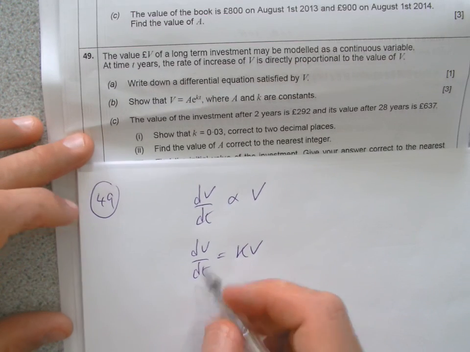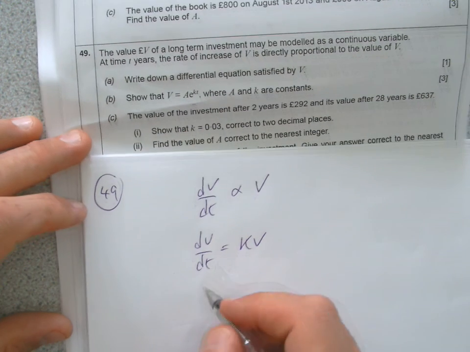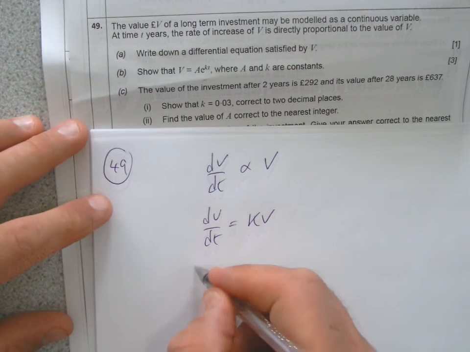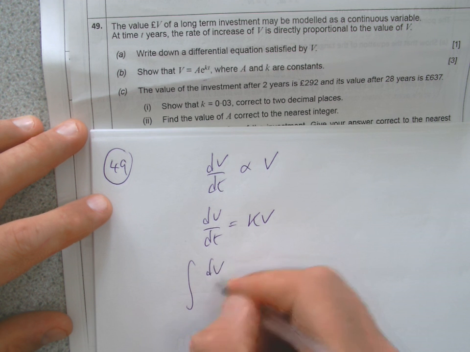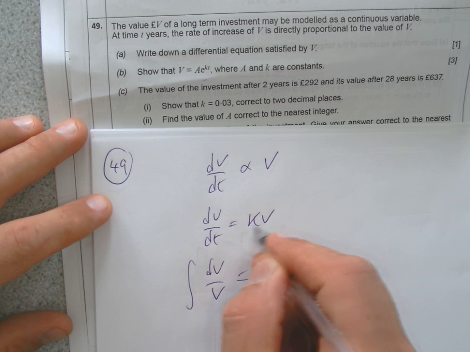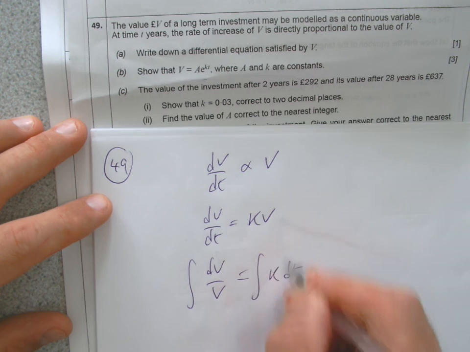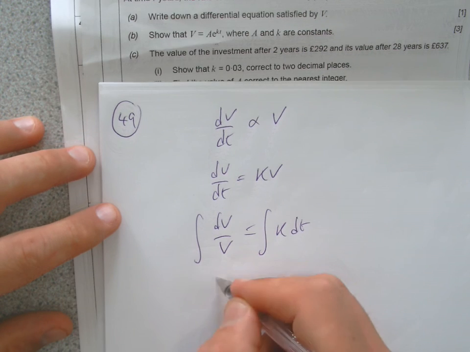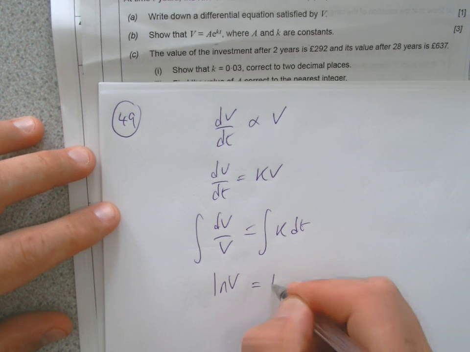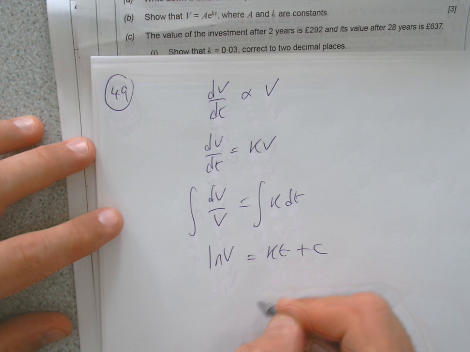Bringing in that constant k. To show that this is true, if we separate the variables, so dV by V, take the V over and divide, because you're timesing it, take it over and divide. k then dt, take the dt up and times. This will be ln V, this will be kt plus c, constant.